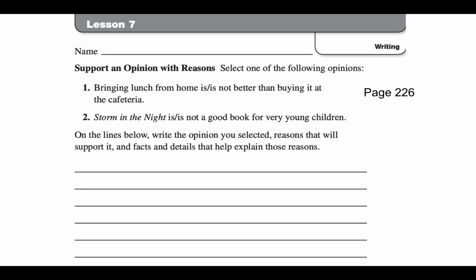So in your Reader's Writer's Journal, you are going to open to page 226 to lesson 7. So we're going to support an opinion with reasons. You have to select one of the following opinions. Do not do both. You are either going to pick number 1 or number 2.